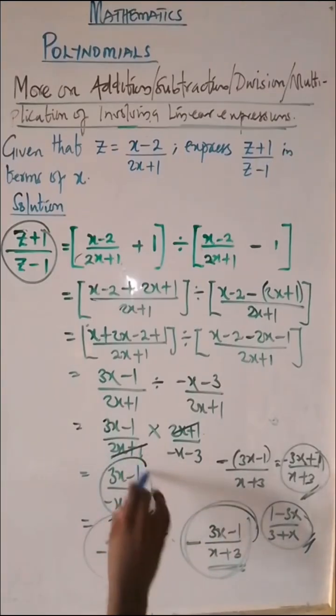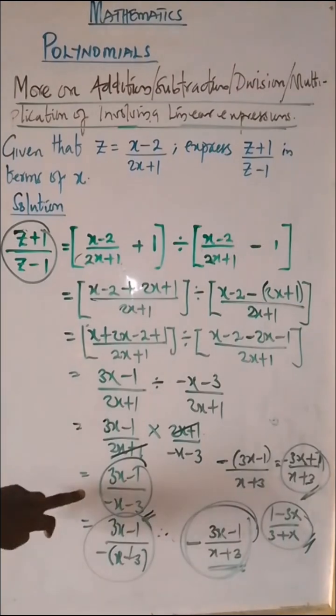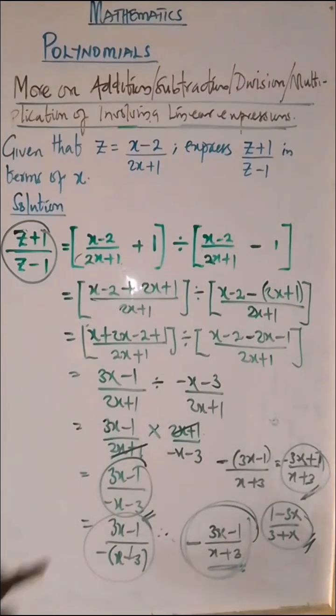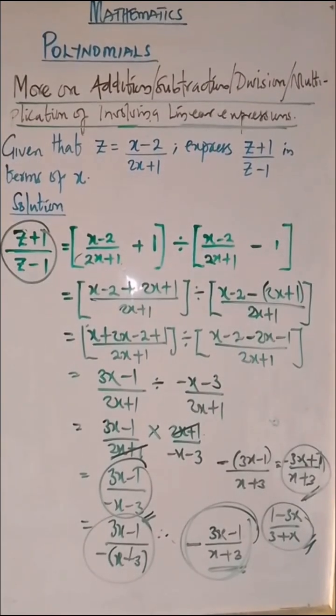Ordinarily we could have stopped here, but if it's an objective question, you might see this, or this, or this, or that. So from here, this is, I think, one of the toughest questions that can be given under addition, subtraction, division or multiplication involving linear expressions. In case you don't really understand, slow down, rewatch the video, and practice the questions again by yourself. All the questions, all the previous questions.